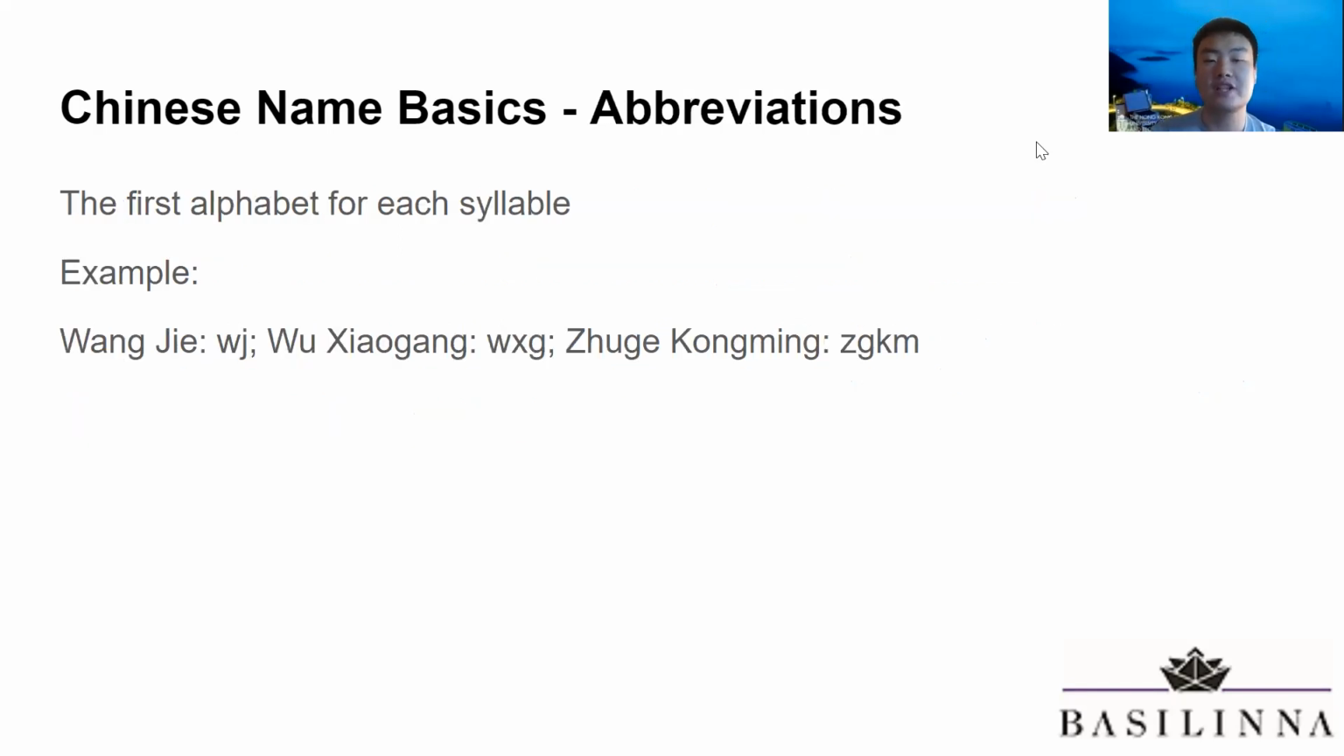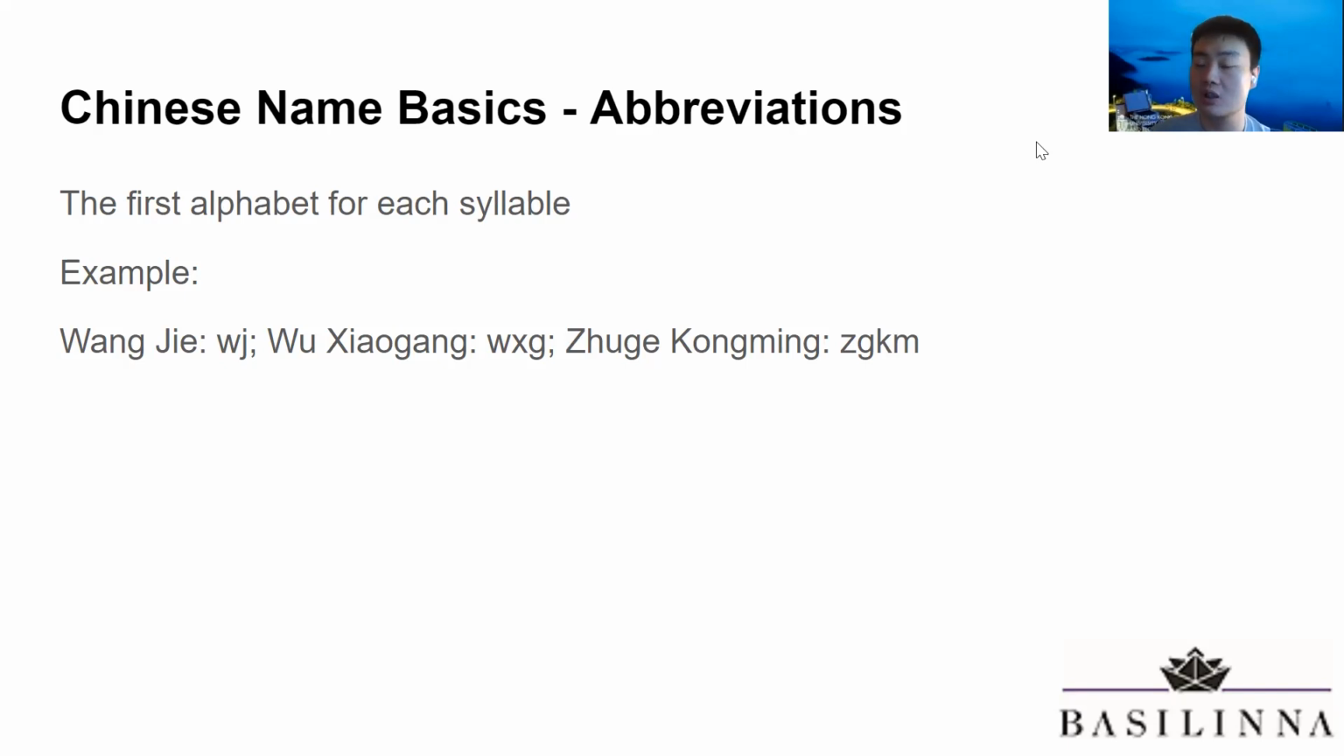Okay, and for the Chinese name basics, some people may wonder about the abbreviations of Chinese names. For example, for Wang Jie, we could say that Wang is the last name, Jie is the first name, so the abbreviation would be WJ. But for Wu Xiaogang, Wu is the last name, Xiaogang is the first name, but Xiaogang has two characters and two syllables, so that would be WXG.